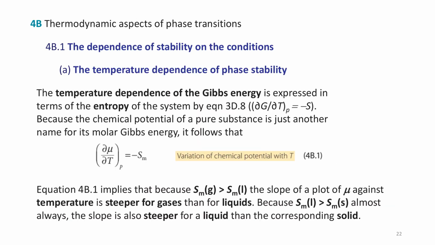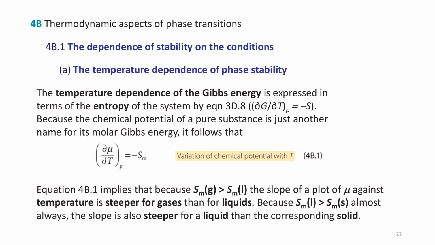We now connect phase diagrams to the thermodynamic dependence of chemical potential. At constant pressure, the temperature derivative of Gibbs energy is minus the entropy. For a pure substance, this becomes ∂μ/∂T at constant P equals minus S_m. Chemical potential therefore decreases as temperature rises, and the magnitude of the slope is set by molar entropy. Gases have much larger molar entropy than liquids, so the gas line falls more steeply with temperature. Liquids usually have greater entropy than solids, so the liquid line is steeper than the solid line.